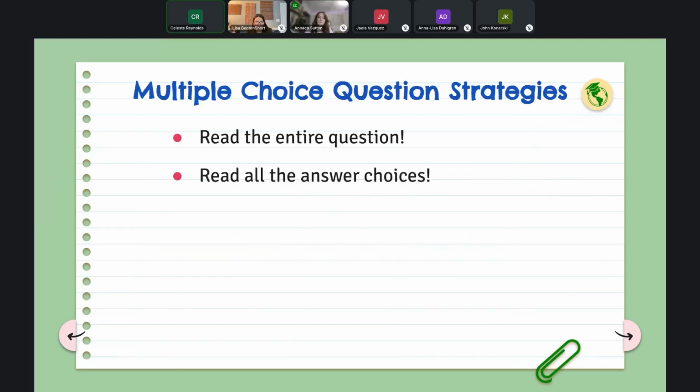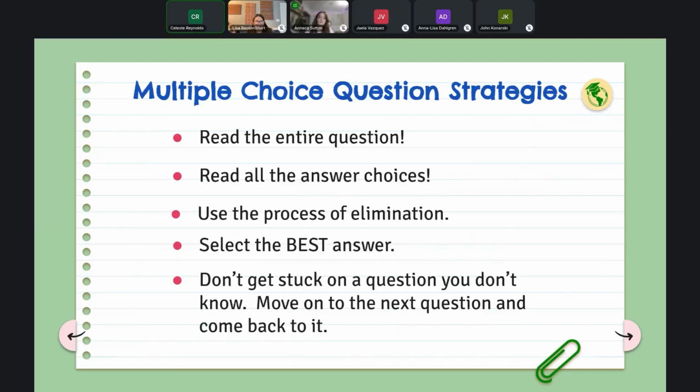One of the things you want to help your students with is reading the entire question and really looking at what the question is asking you. Read all the answer choices. You don't want to rush through it because there are going to be distractors. How do you get through those distractors to find the best answer? Use the process of elimination, and make sure that through that process they're selecting the best answer.